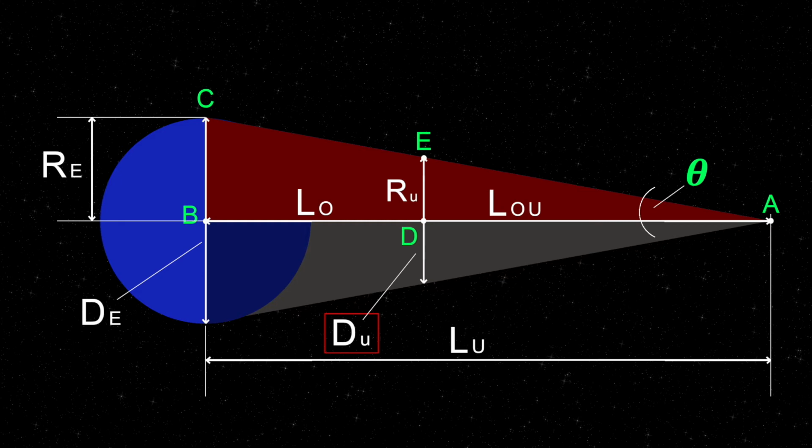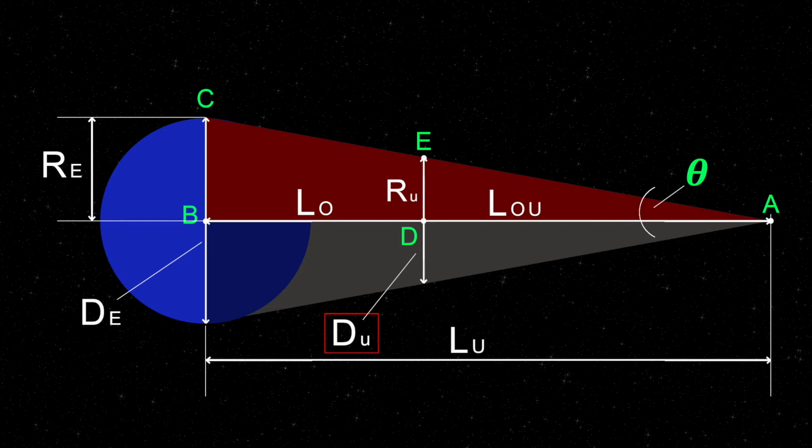We don't know the value of R sub U yet, but we can get the value of L sub OU by subtracting the given value L sub O from the known value of L sub U. If you take away the distance you move away from the center of the Earth from the entire length of the umbra, what is left is the distance from the point labeled D on this diagram out to the point labeled A, sitting at the apex of the cone.